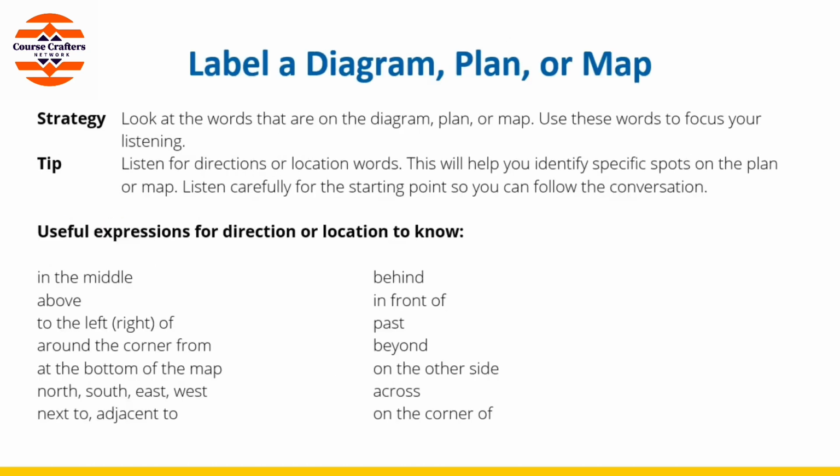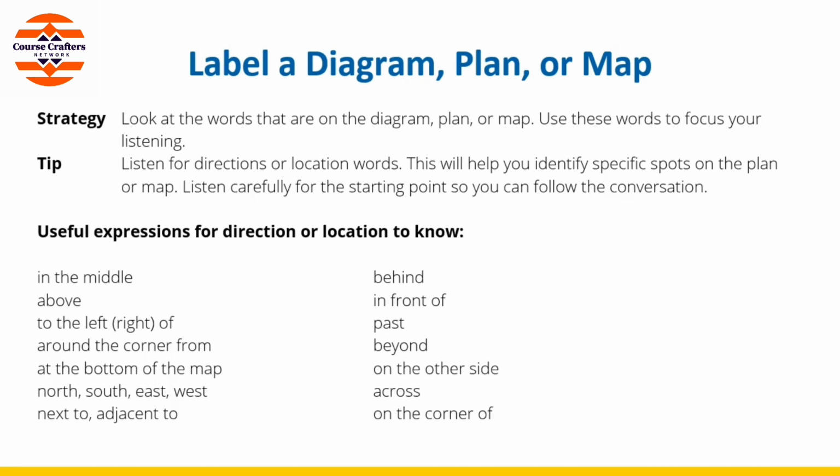And now we are going to review how to label a diagram, plan, or map. Remember, when you're completing this type of task, you need to look at the words that are on the diagram, plan, or map. These type of words will help you focus your attention while listening. And that's very important while you're listening to this type of task. You are paying attention to direction words or location words. They will help you identify specific spots on the plan or map.